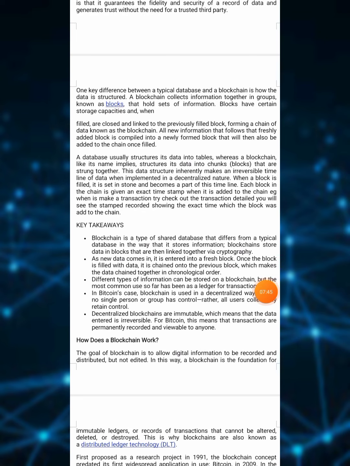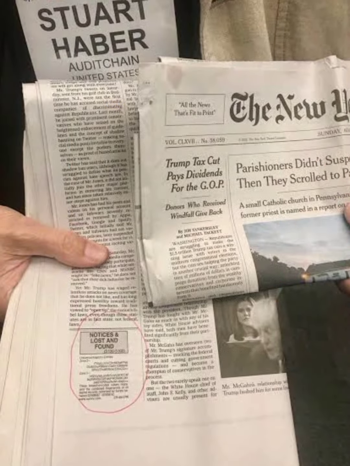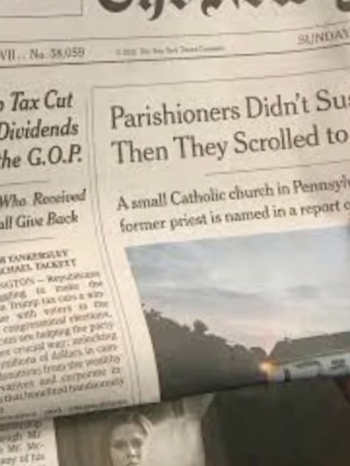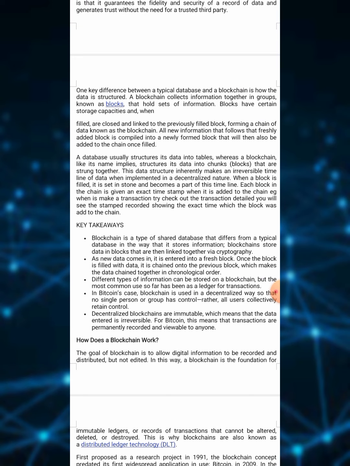The first proposal of blockchain technology was made in a research paper in 1991. The blockchain concept predated its widespread application, which began in 2009.